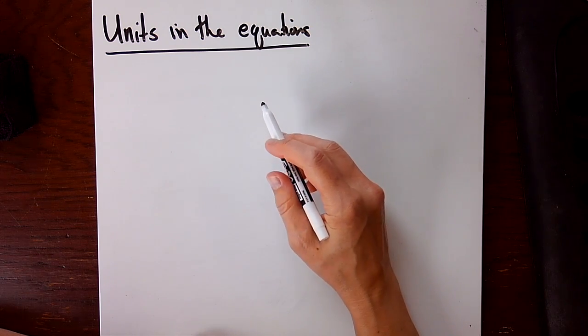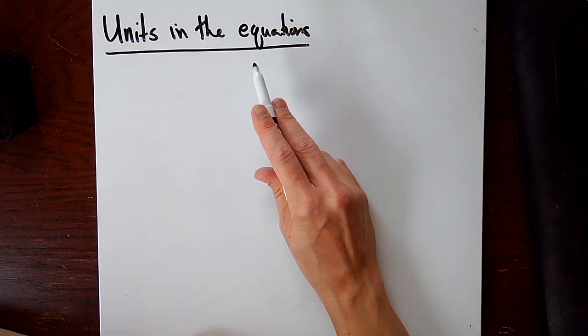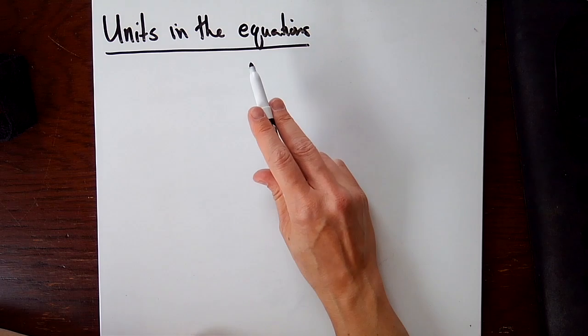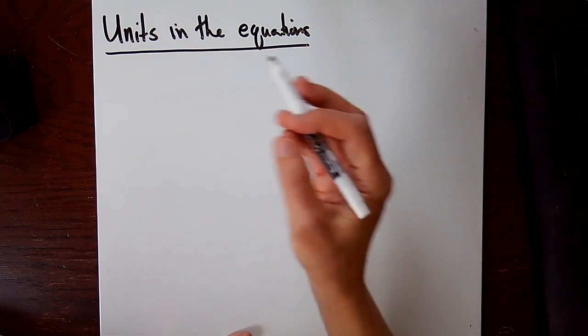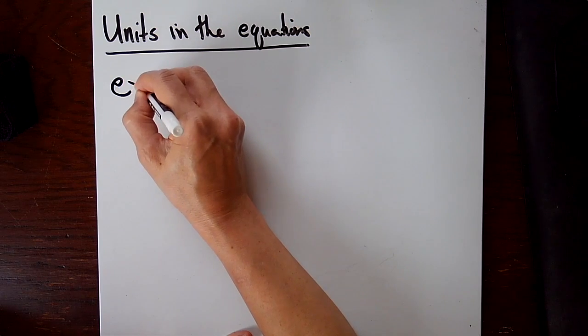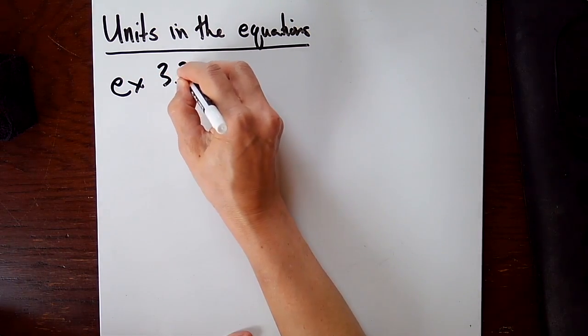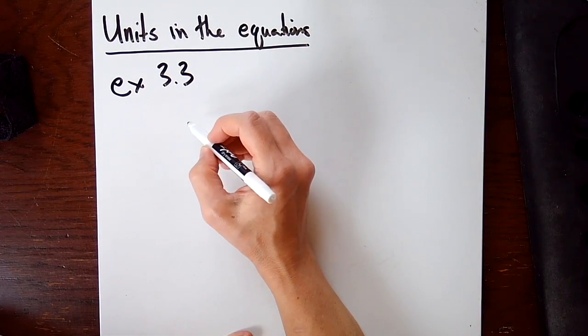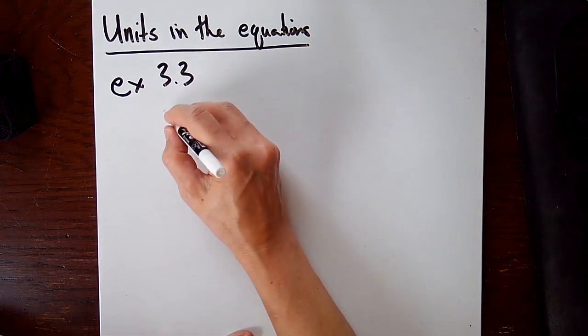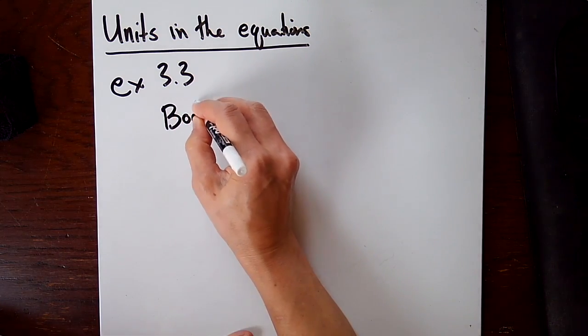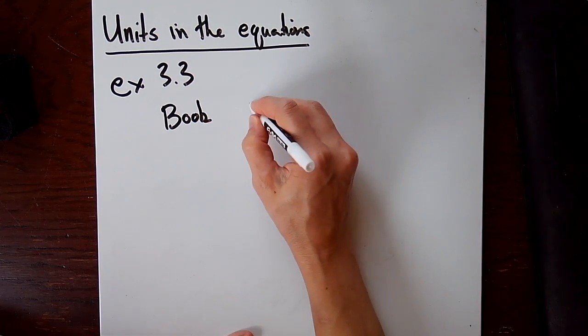So this is a quick video just explaining how your book deals with units in the equations and how Iron Sapling deals with units in the equations. So if we look at example 3.3 in the textbook, which is in section 1.2 on instantaneous velocity and speed, your book writes the equation like this.